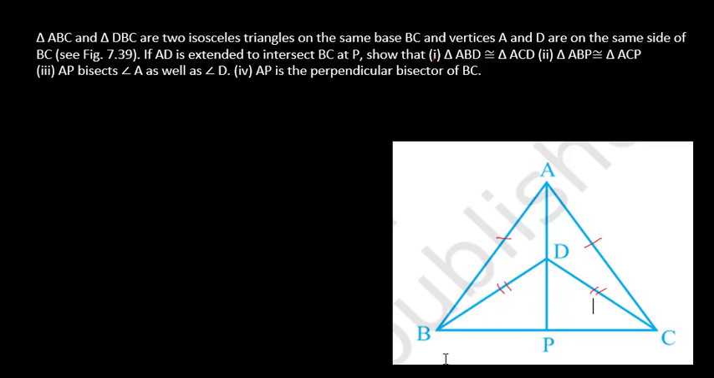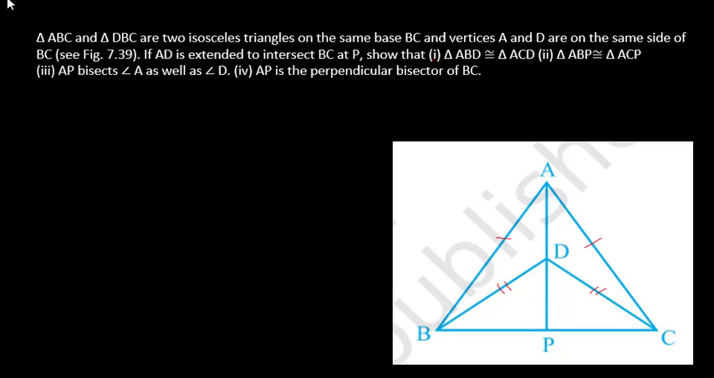As here we get BP equal to PC, and angle APB equal to angle APC, they are equal and form a linear pair, so each will be 90 degrees. So AP will be the perpendicular bisector. Okay, so let us start.